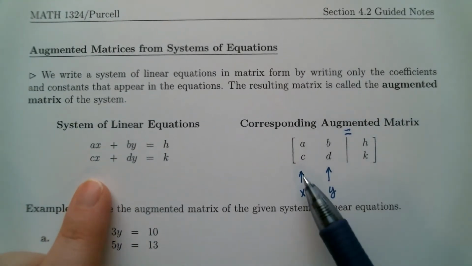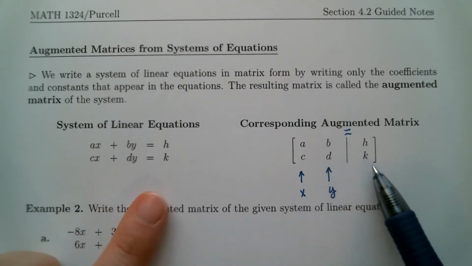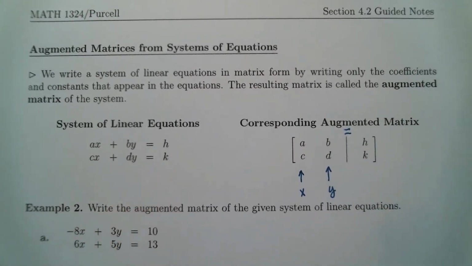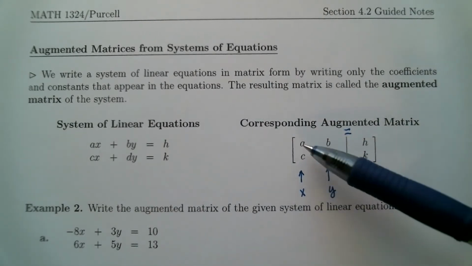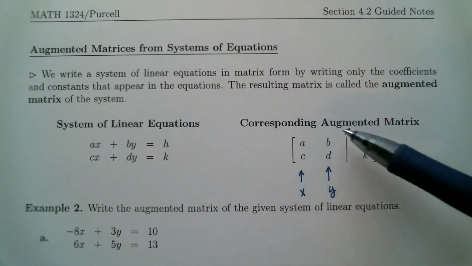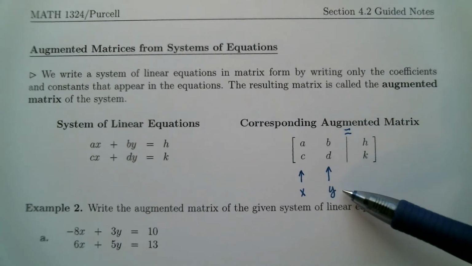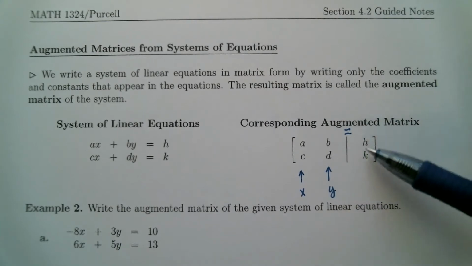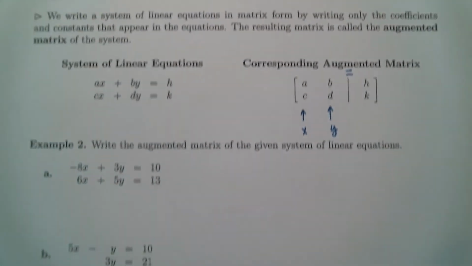Similar thing for the second equation. There is a c in front of x, a d in front of y, and on the other side of the equal sign, there is a k. So you want to make sure that you're putting all the numbers in front of x into the first column, all the numbers in front of y into the second column, and your vertical line represents the equal sign, and the numbers on the other side of the equal sign appear to the right of the vertical line. So let's try this out in example 2.